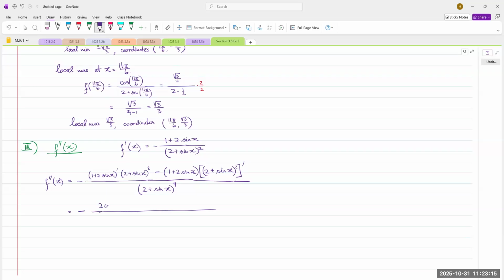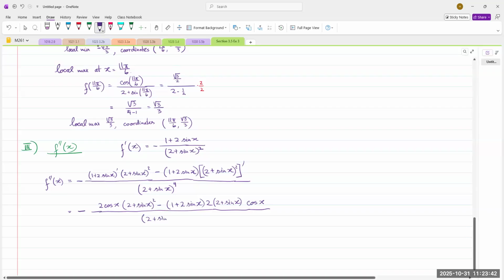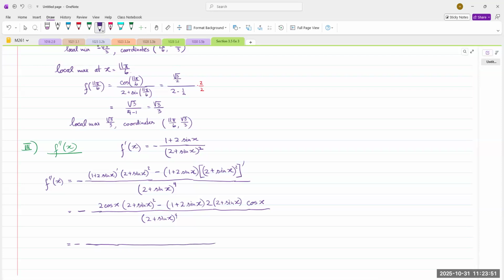This is 2 cosine x times (2 plus sine x) squared, minus (1 plus 2 sine x) times 2 times (2 plus sine x) times the derivative of 2 plus sine x, which is cosine x, over (2 plus sine x) to the power of 4. On the numerator, we have common factor 2 plus sine x, right? Actually, let's see. I have common factor 2.